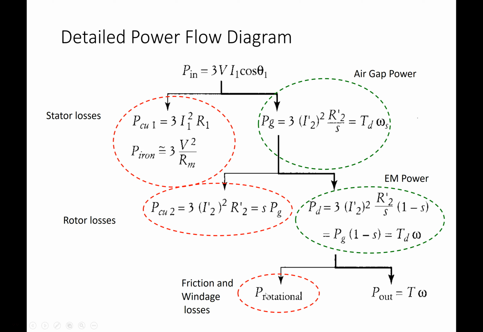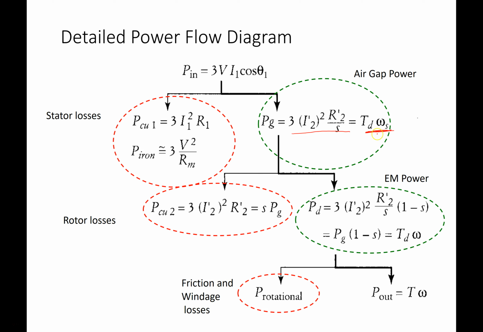Just to go back now and bring everything together, you have the input power. On the left hand side here we have the losses, and on the right hand side we have the main power path. So from the input power, we subtract copper losses in the stator, iron losses in the core. The remainder is the air gap power. Then from the air gap, this crosses from the stator into the rotor, and we could compute it with 3 I2 squared R2 on S, or TD omega S.